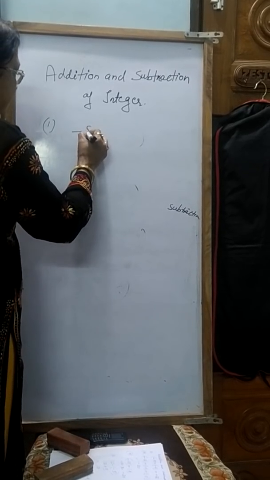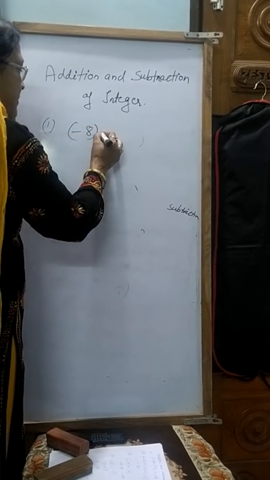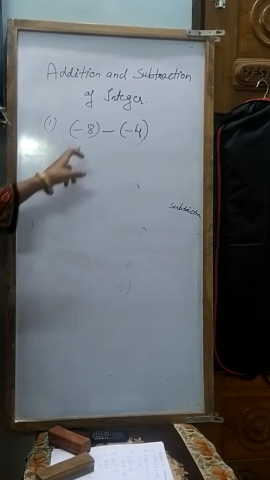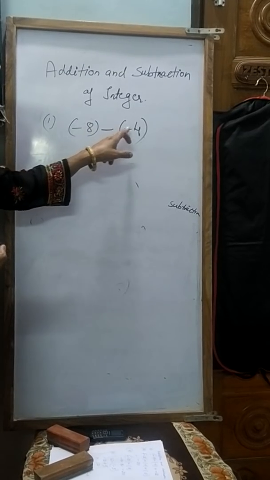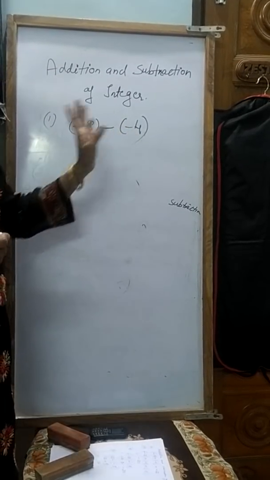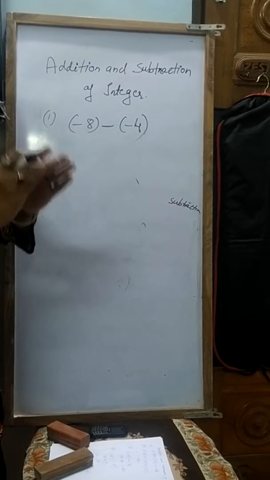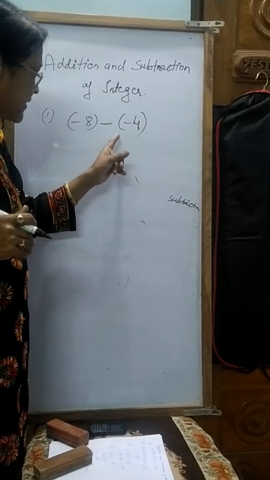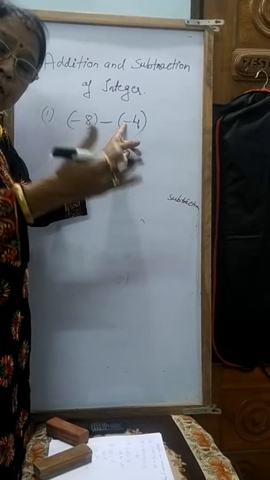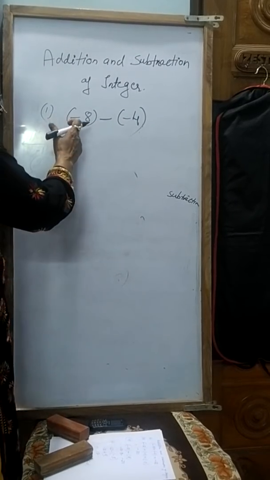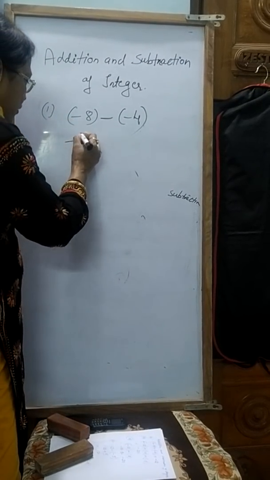In subtraction, first one, suppose minus 8 subtract minus 4. Minus 8 में से minus 4 subtract करना है. Now in this question, how to do the subtraction? In case of subtraction, you have to open the bracket. How you will open the bracket? See, it is minus 8. Write down minus 8.